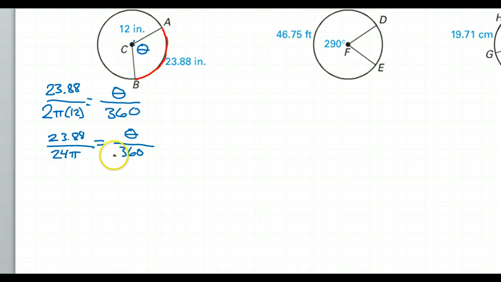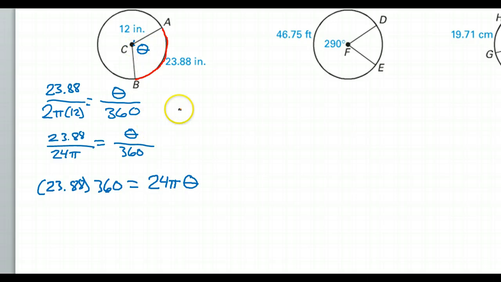Alright, so this is what I'm going to do. I could cross multiply right now, okay? I'm just going to cross multiply. So, cross multiplying, I have 23.88 times 360, that's this diagonal, should equal 24 pi times theta. That's this diagonal. Now, I'm trying to get this theta by itself.